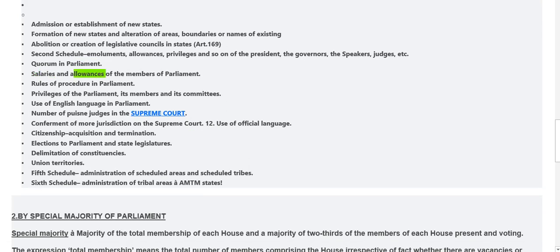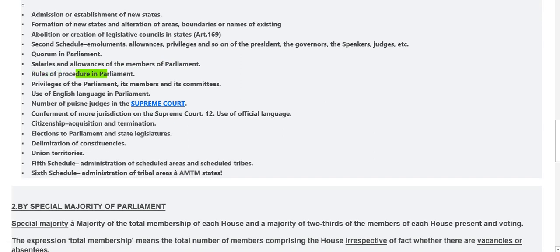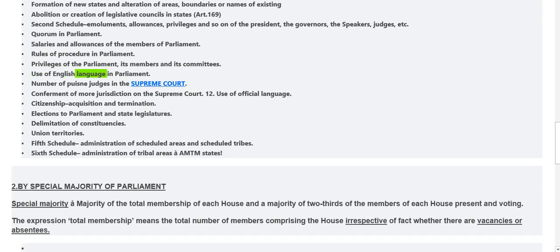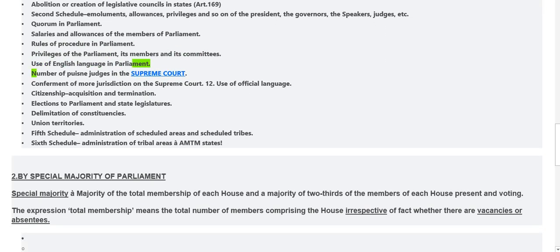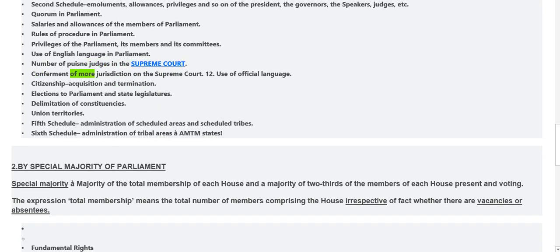Quorum in Parliament. Salaries and allowances of the members of Parliament. Rules of procedure in Parliament. Privileges of the Parliament, its members and its committees. Use of English language in Parliament. Number of puisne judges in the Supreme Court. Conferment of more jurisdiction on the Supreme Court.